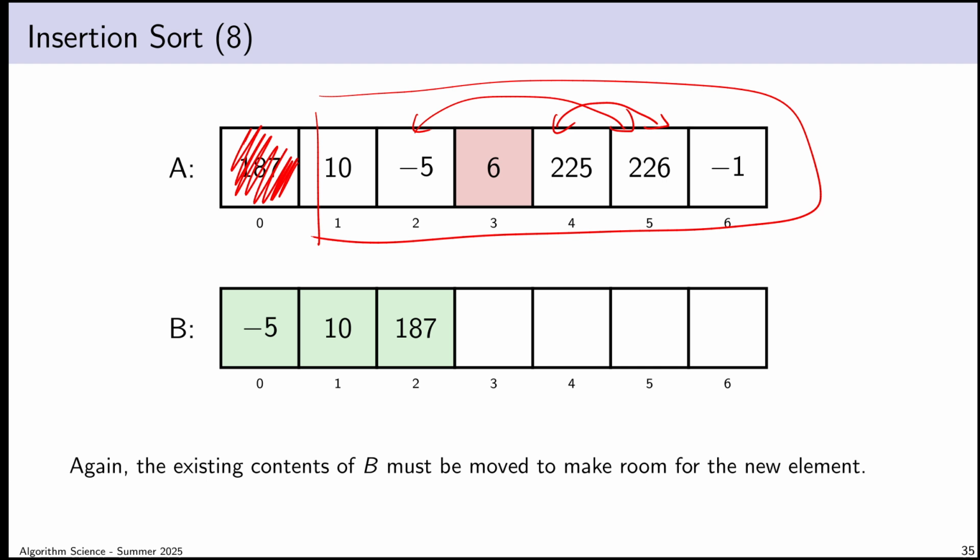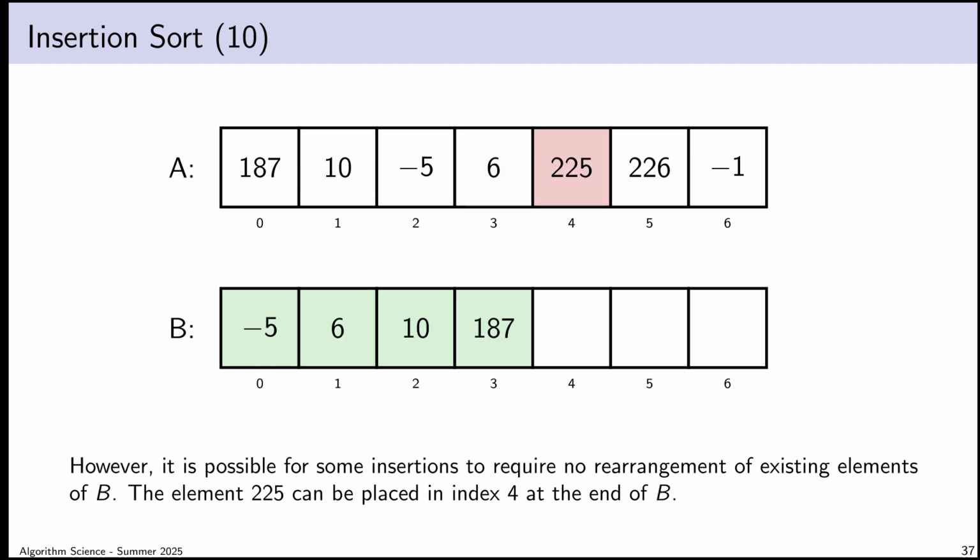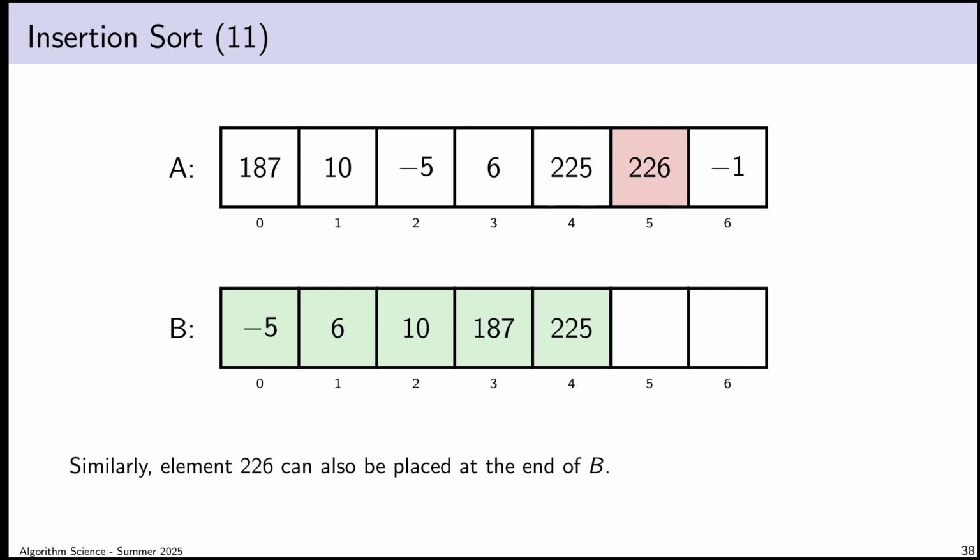I look at each unsorted element once, but then I shuffle around the sorted elements over and over. Whereas in selection sort, I fix each sorted element once, but I might permute the unsorted elements over and over. Okay, anyway, so here for the value 6, I discovered that it's supposed to go in index 1, so I push everything over. The element 225, well, quite conveniently, I can just jam it directly into the last index of B. Same thing for 226.